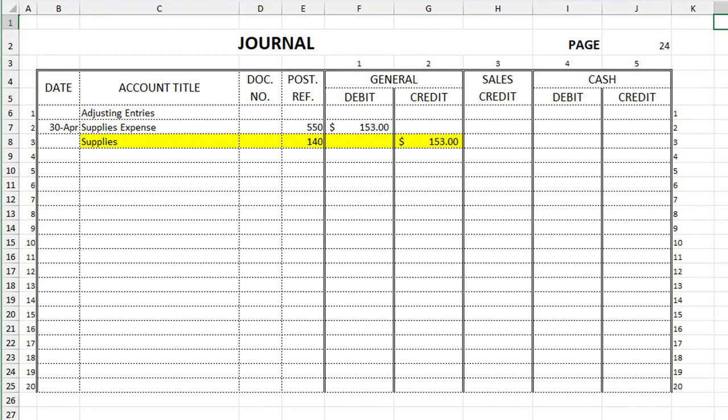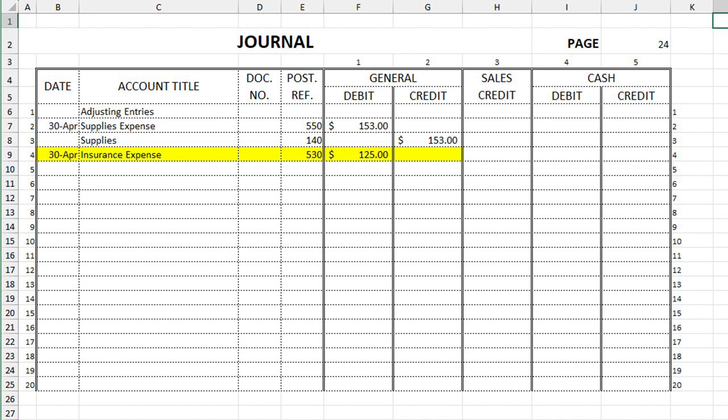The supplies credit adjustment goes into account 140. We don't bother with the date as this is the same as the line above. The account title is supplies. The post reference is 140 as you can see below, and the general credit is $153.